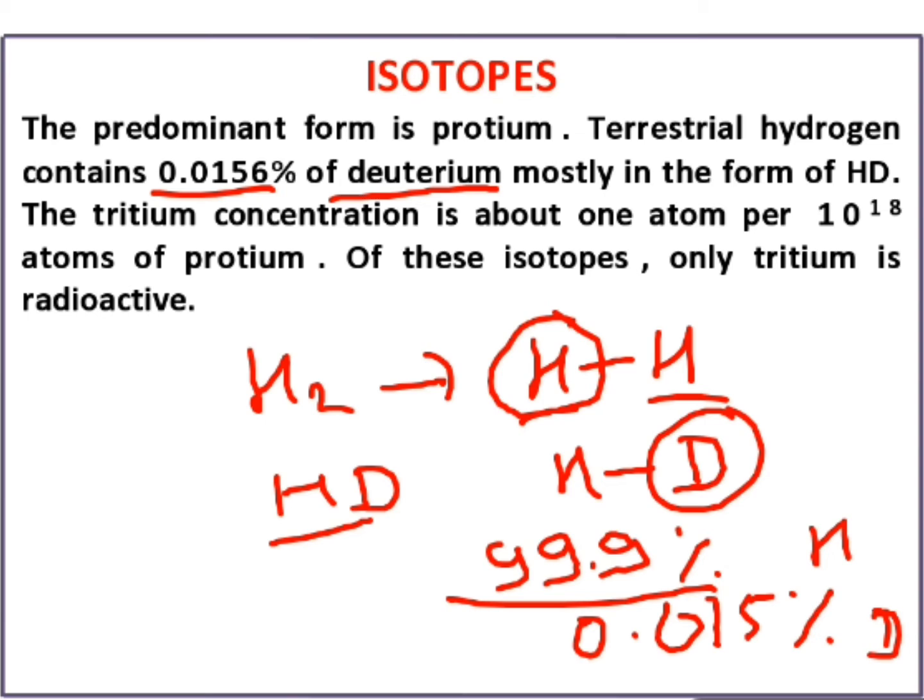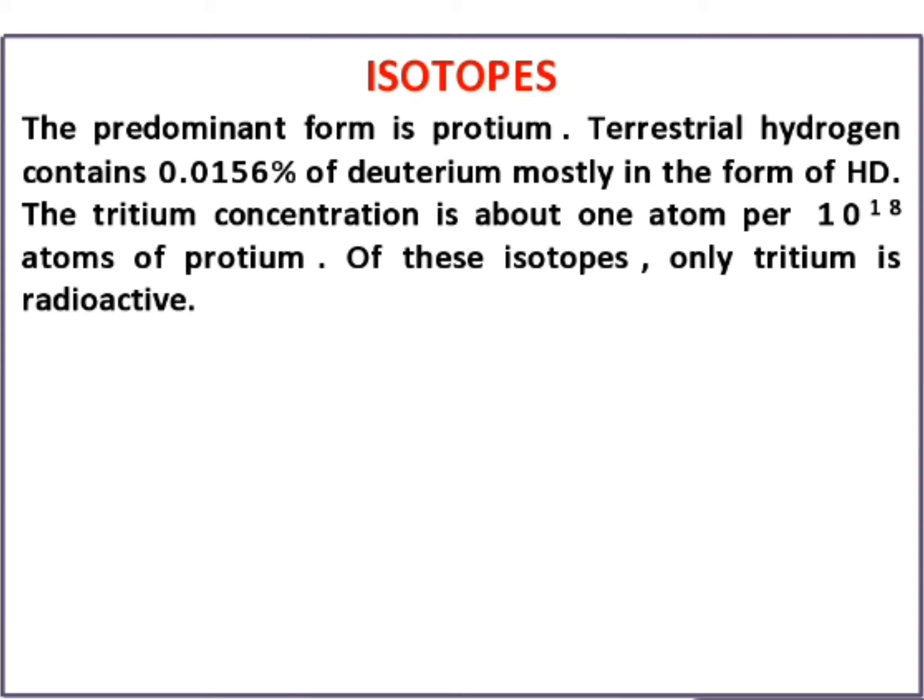Tritium is the only isotope of hydrogen which is radioactive. So this one is also quite dangerous because it is a radioactive substance. But the concentration is very, very less, that's why it is not much of a danger. Now, after this, we'll see the isotopes of hydrogen.